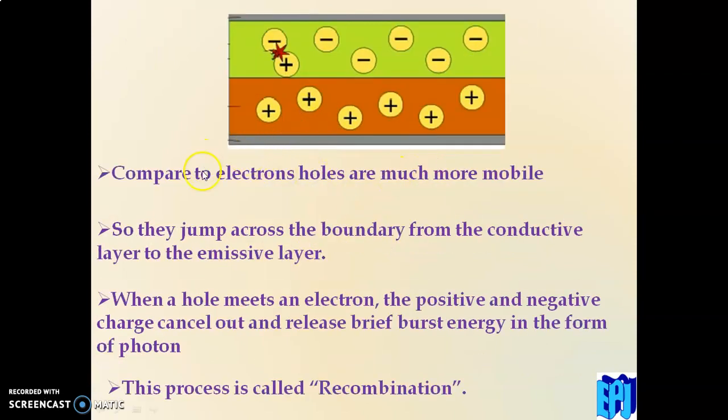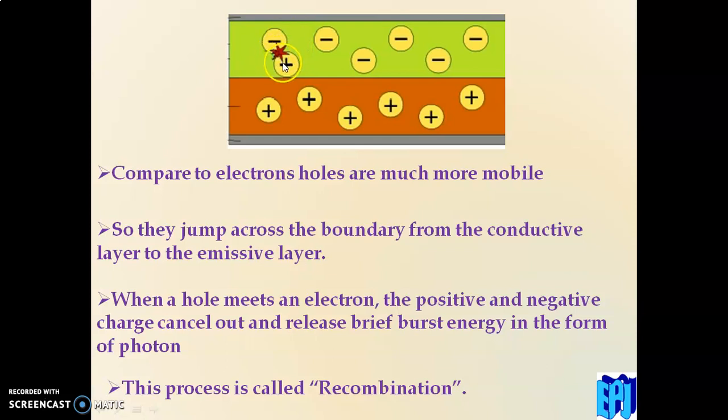Next, as we know about the mobility of electrons and holes, we can say that holes are more mobile than electrons. So what will happen? These holes will jump the boundary and move to the electron transport layer. These holes are migrating, they are conducting. That's why the hole transport layer is known as the conductive layer.